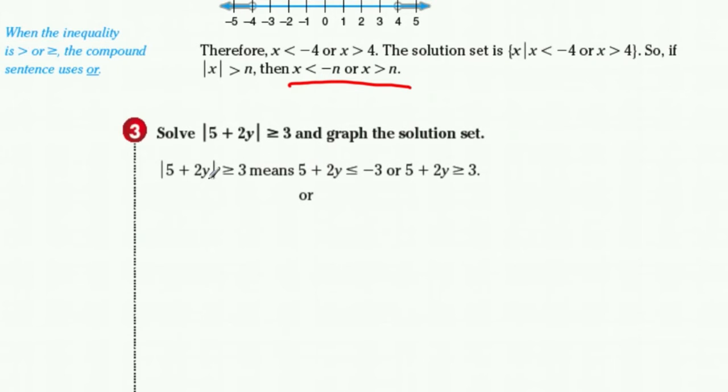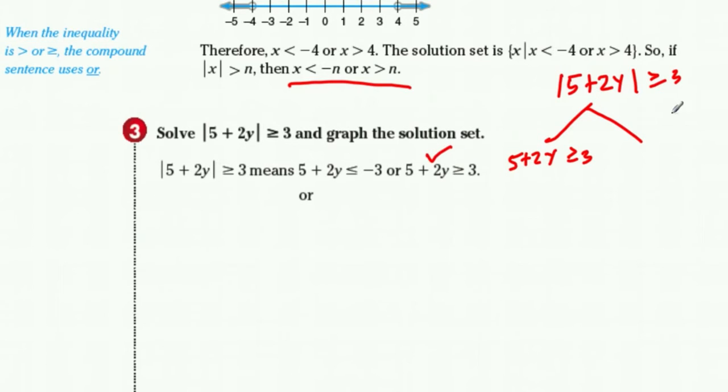Again, how did we come up with that? It's because if you look at this one, you have the absolute value of 5 plus 2y is greater than or equal to 3, and you have two scenarios to look at. 5 plus 2y is greater than or equal to 3, which is this one right here. And the other one would be the negative of 5 plus 2y is greater than or equal to 3. Then we simply multiply both sides by negative 1, you have 5 plus 2y, and then the inequality switches. And that's why you get this one right here.